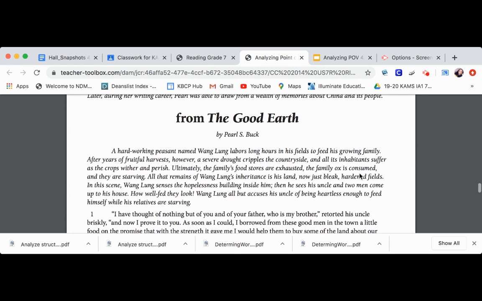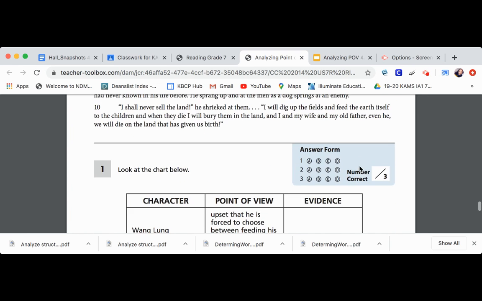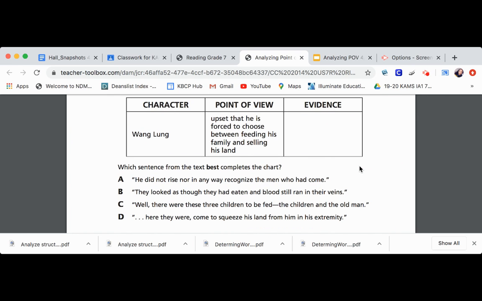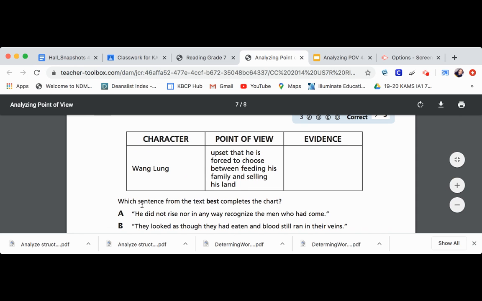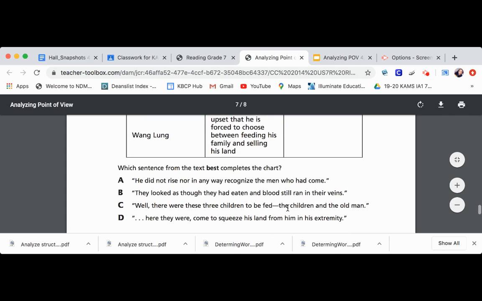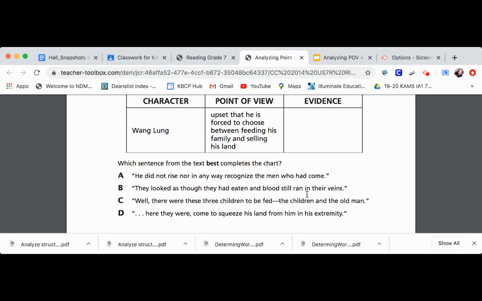Answer the questions, read your Common Core, answer the questions. So the same here, the chart will not be there, but the only thing it's asking is which sentence from the text best completes the chart. So all you need to do is pick A, B, C, or D.